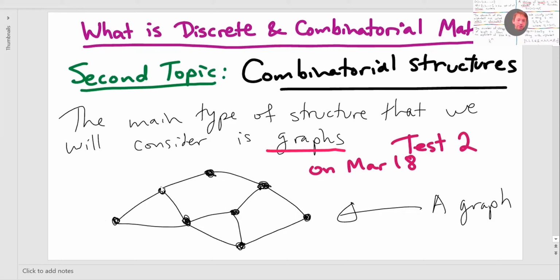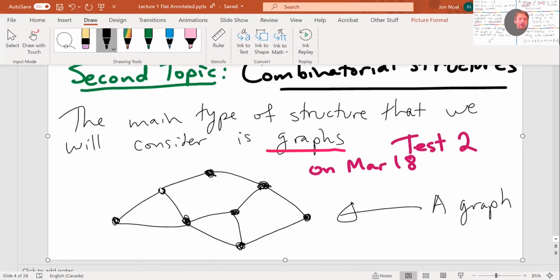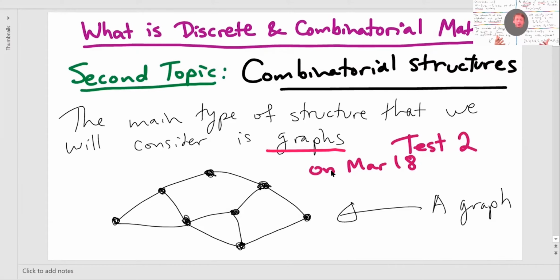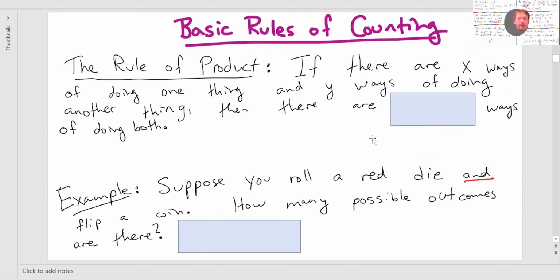It's a bunch of points where some of the points are connected by lines. This is the main structure we're going to focus on, but we'll also talk about a few other things as well. And the test for this is on March 18th. But you don't need to worry about that yet.